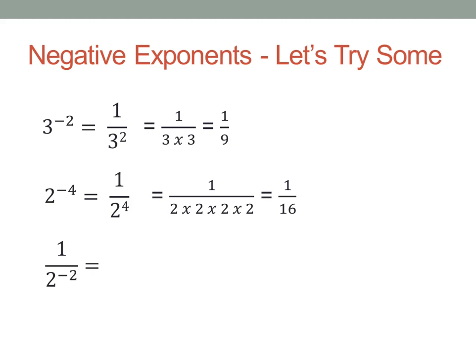Now this gets tricky. Look at this. I already have a fraction. My negative exponent is in my denominator, but I'm just going to do the same thing. I'm going to take the opposite of my exponent, and I'll take the reciprocal. So the reciprocal is 2 squared over 1, right? I just flipped the fraction just like I did before. It doesn't matter that the negative exponent starts in the denominator. And that's 2 times 2 over 1, or 4 over 1, or just simply 4.